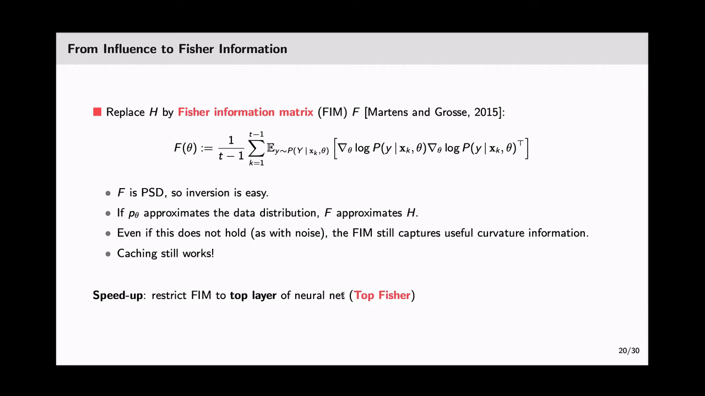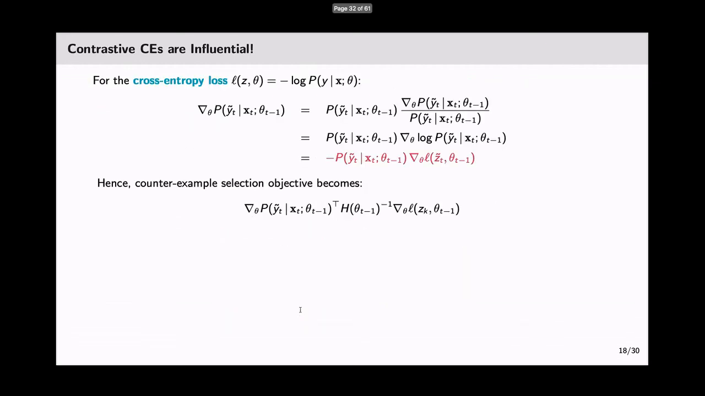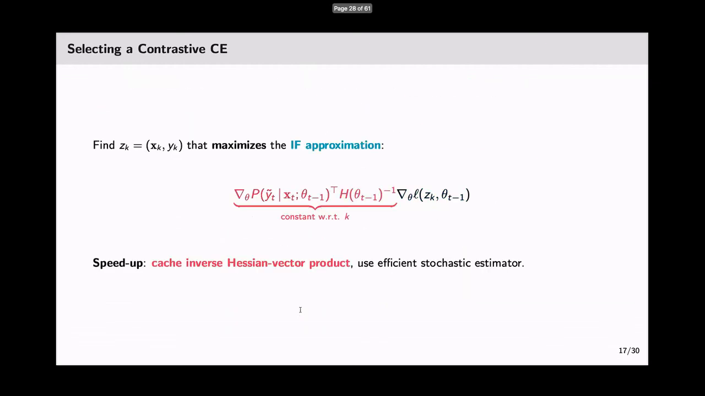And also by caching this part, which is independent of the candidate counterexample, you can cache it, so you only need to compute this once. There's also another way to speed up. Sorry, I interrupted you.